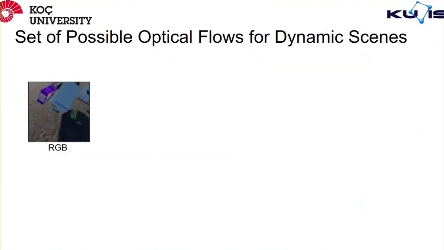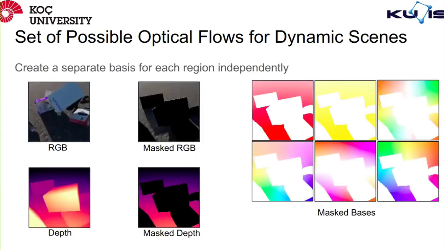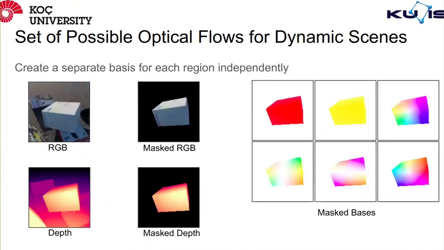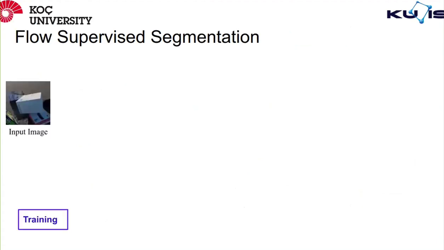We extend this formulation to the case of dynamic scenes. We propose to create a separate basis for each region independently. For each region, we create 6 basis vectors that explain the motion of that region. In other words, for a scene with k independent regions, we create k times 6 basis vectors in total.